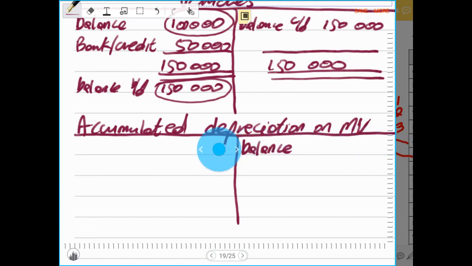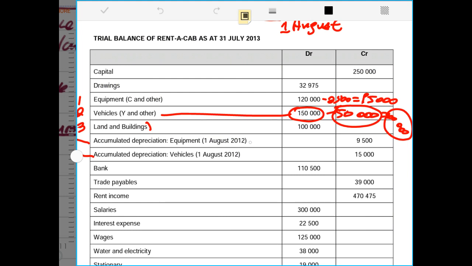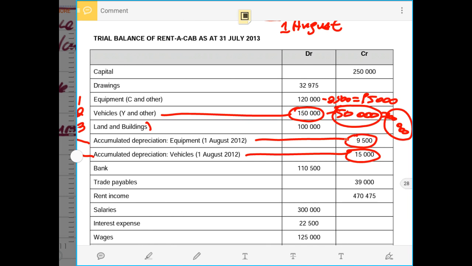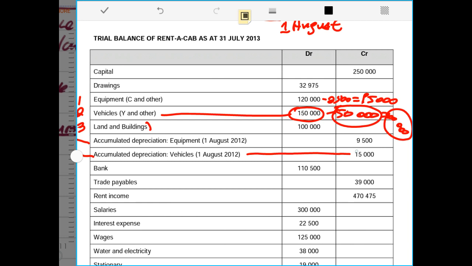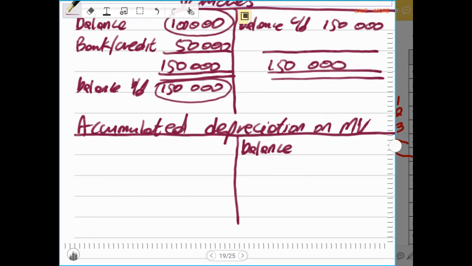And our accumulated depreciation has an opening balance on the credit side, and the one for vehicles is given to be 15,000 rands. 9,500 is for the equipment. So now we have to record that as an opening balance, 15,000 rands. So now we record that 15,000 rands on the credit side.